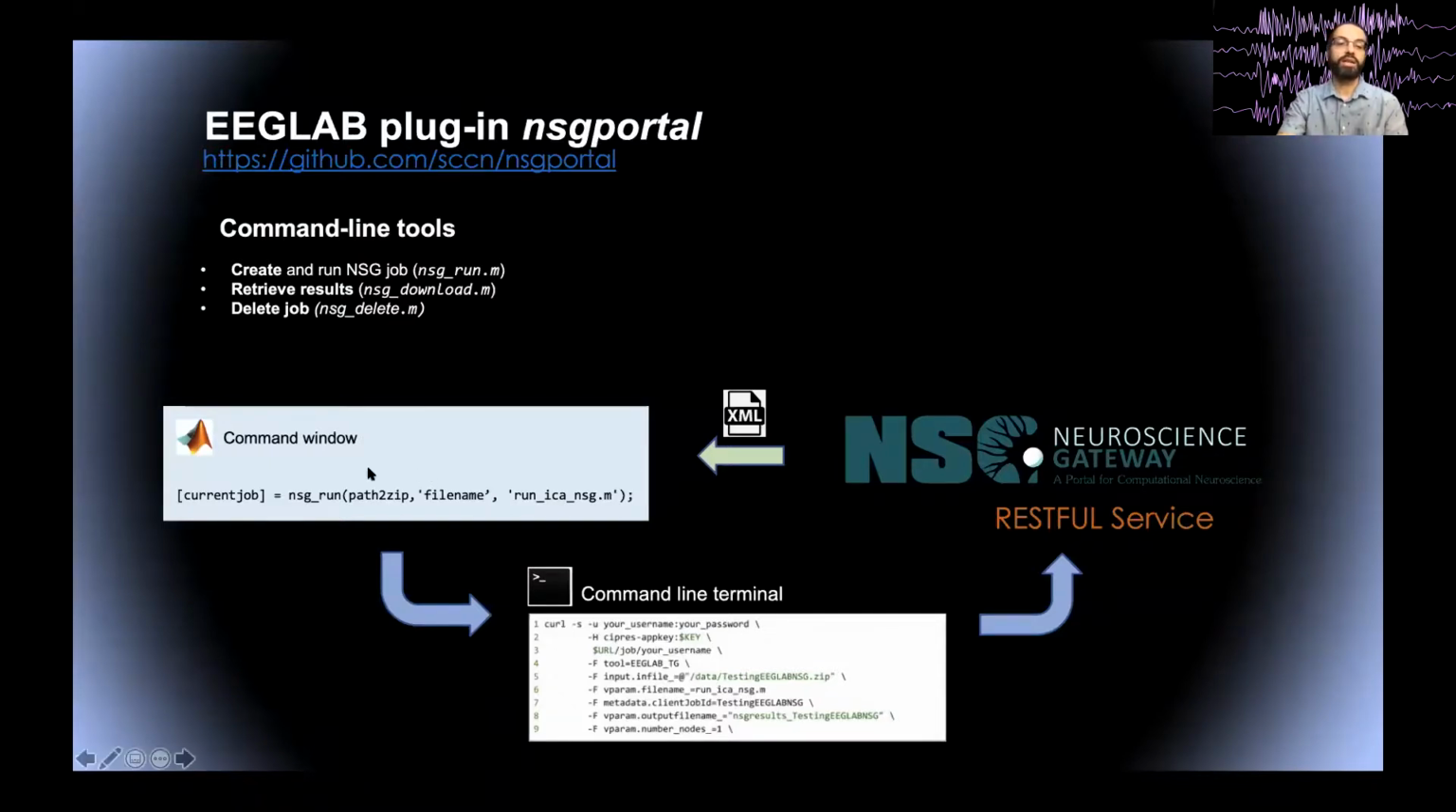And the plugin will convert to command line terminals. So you need to have curl installed on your system. If you have a Mac or Linux, it's usually installed by default. But for Windows, you have to jump through a few more hoops to install curl. So you can only use this plugin if you have pre-installed curl on Windows. Again, for Mac and Linux, it's already pre-installed.